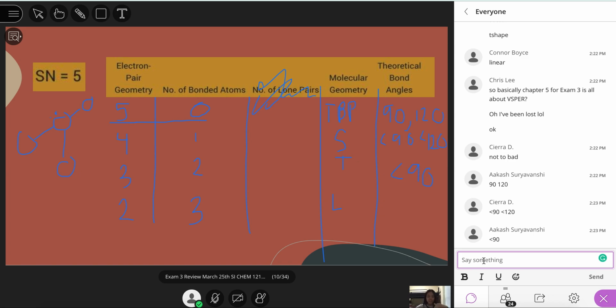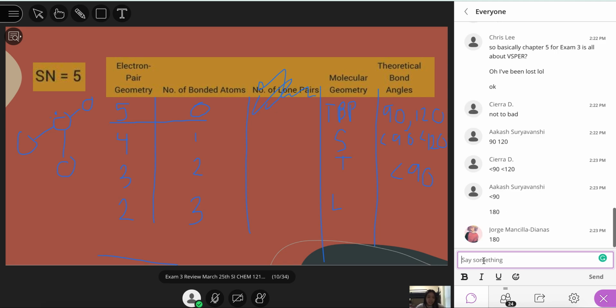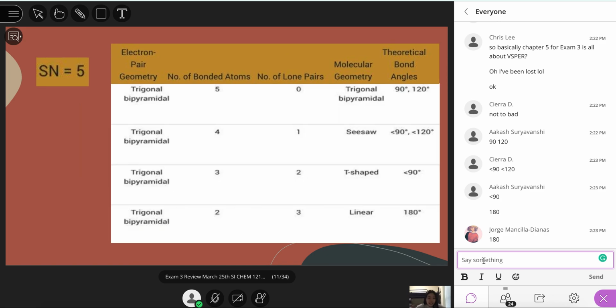And then 2 to 3, what's that going to be? It was just linear, straight. Yeah, 180, yep. There's no bonding, there's nothing going on like that. So it's just going to be straight. So that's pretty easy. And then that's what it looks like.